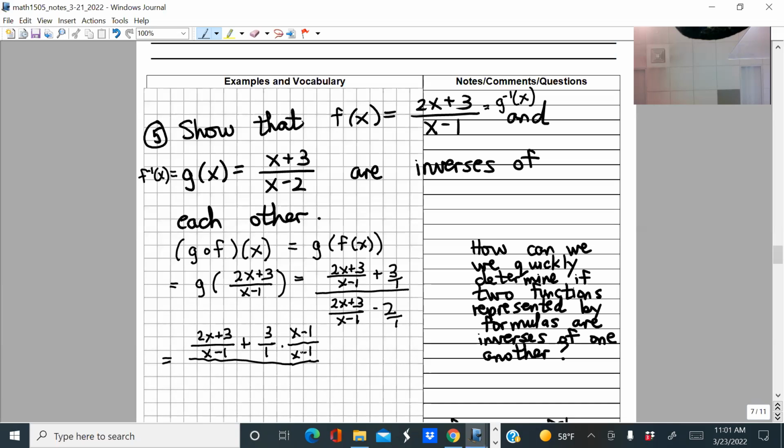X minus 1 over x minus 1 is really 1, and so you're not changing the 3. What's it going to end up looking like? You'll have 2x plus 3 over x minus 1 plus 3 times x minus 1, because you have to multiply the tops together, over 1 times x minus 1, which is just x minus 1. Now you can add them together and you'll get something over x minus 1. Tell me what I get now.